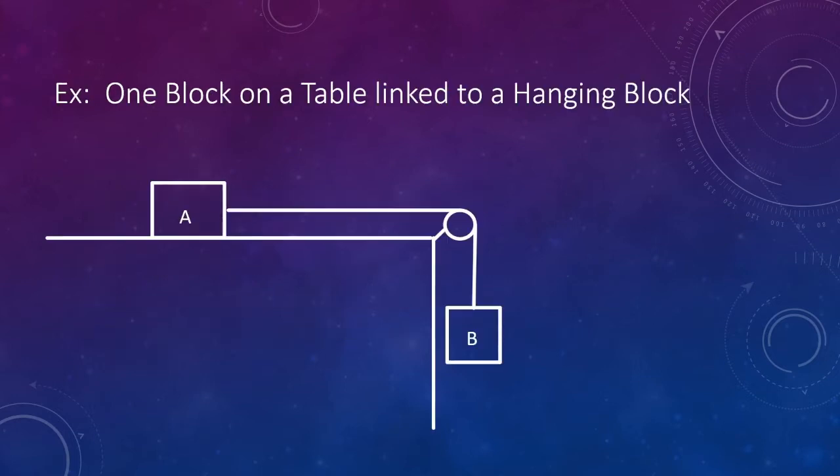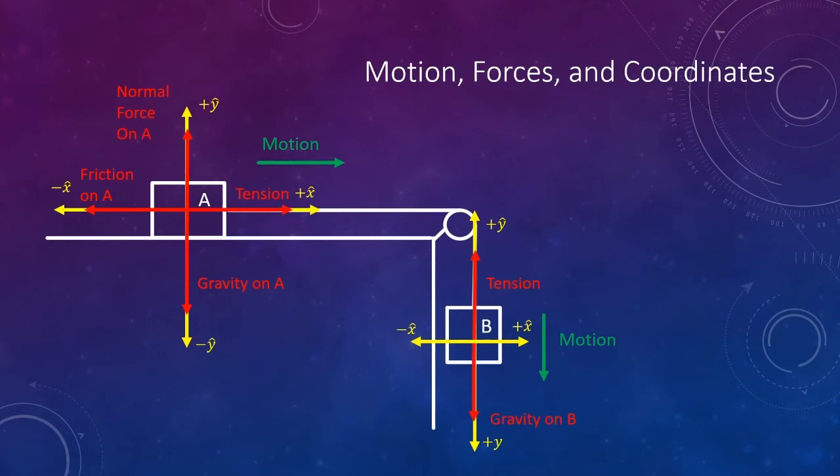So let's look at a common example where you have one object on a table and another object hanging off to the side. So what we're going to do first is identify the direction of motions, the forces, and a coordinate system for each object. This is what it will look like.